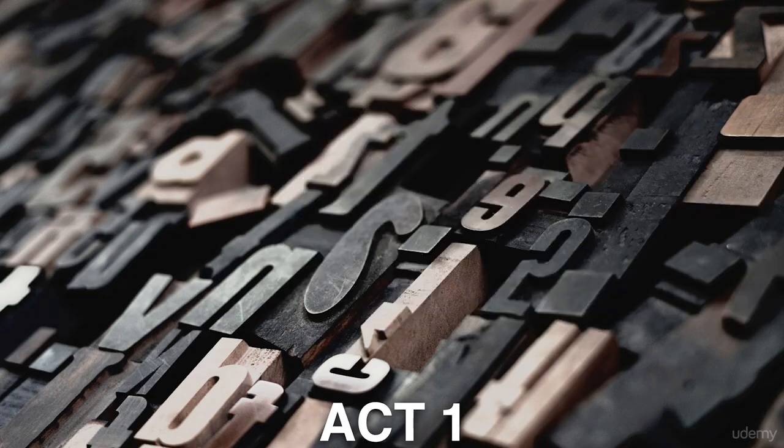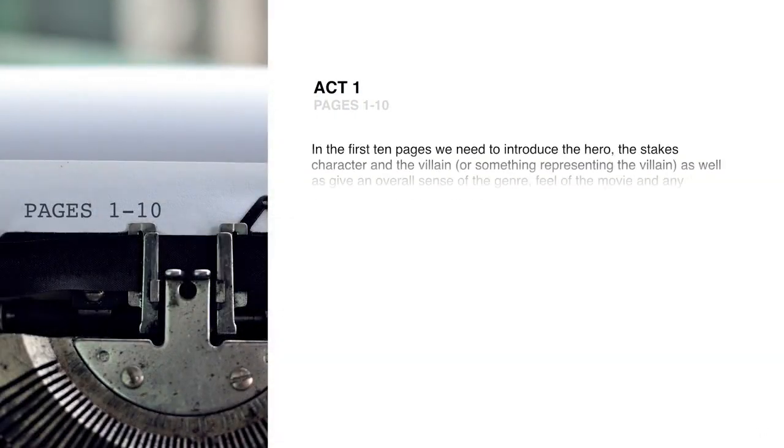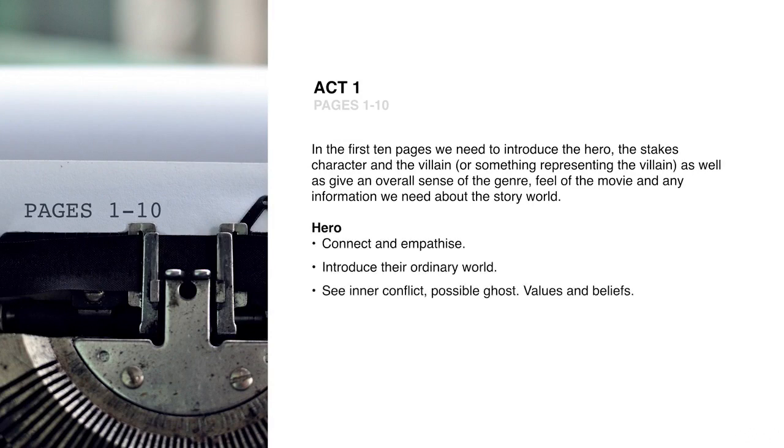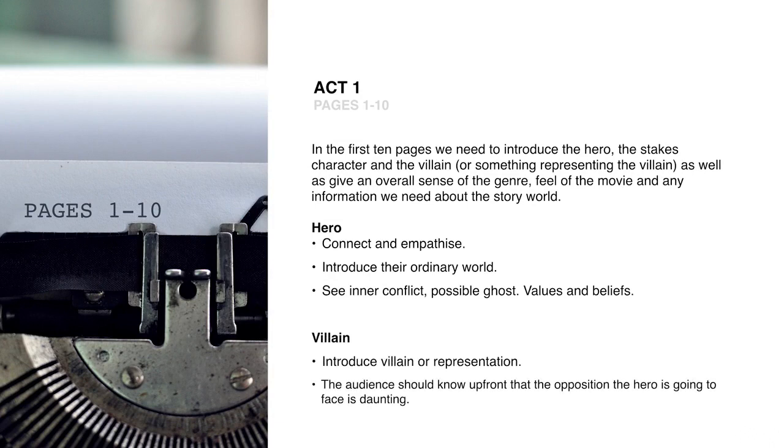So what needs to go into this first 10? Well, we need to introduce the hero, the stakes character, and the villain, or something that represents the villain, as well as give an overall sense of the genre, feel of the movie, and any information we need about the story world so that the reader understands it. Now this sounds like a lot, but let's go through it step by step.